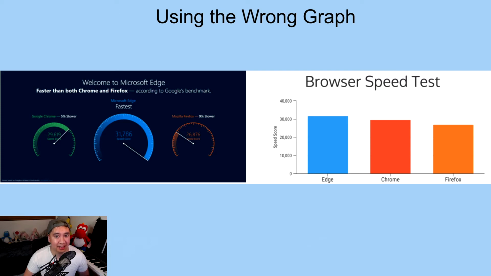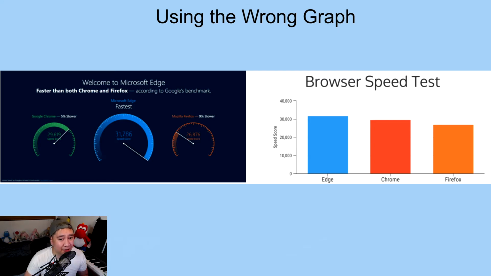The left graph is actually using the visualization wrong, because you see that Google Chrome is only 5% slower than Microsoft Edge, and Mozilla Firefox is 9% slower than Microsoft Edge, right? But you see that little speed ticker mark thing looks like it's almost 25% slower than the speed score of Microsoft Edge. And Mozilla Firefox is even worse. Even though it has a rating of 26,000, which is 9% slower, it looks like it's 50,000% slower than Microsoft Edge with that little speedometer thing it's using, right?